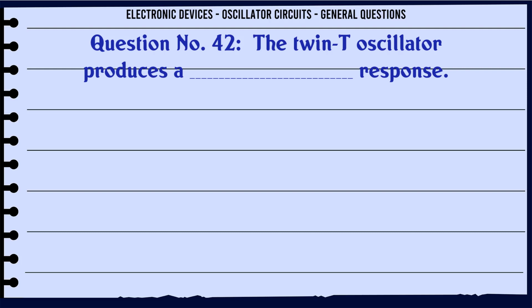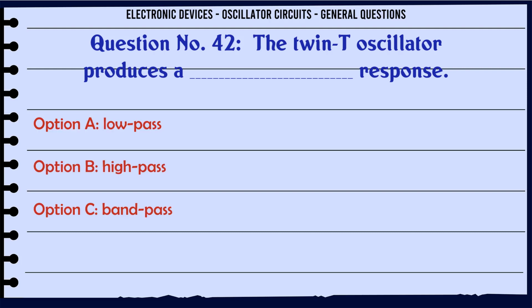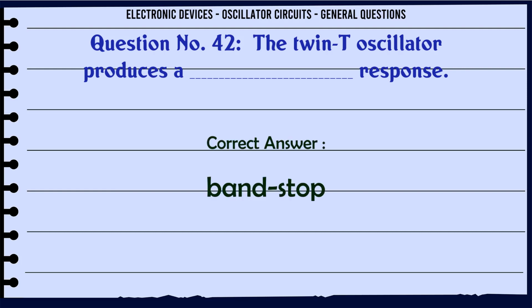The twin-T oscillator produces a response. A. Low pass. B. High pass. C. Band pass. D. Band stop. The correct answer is band stop.